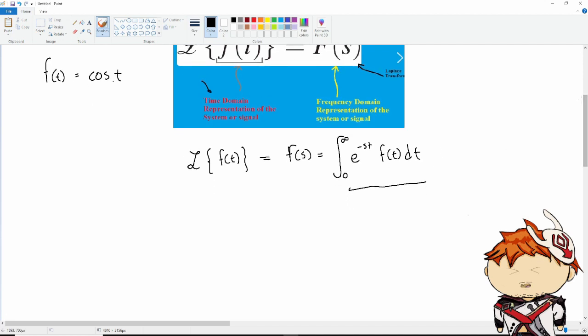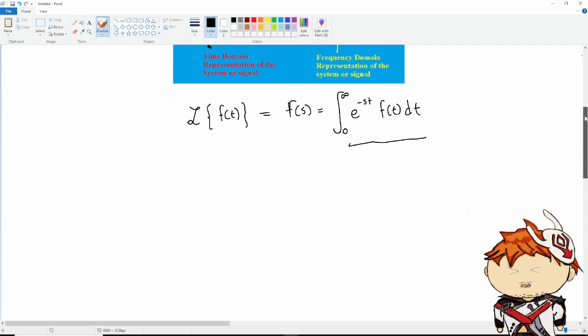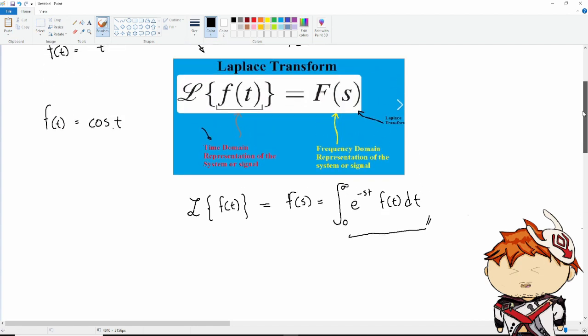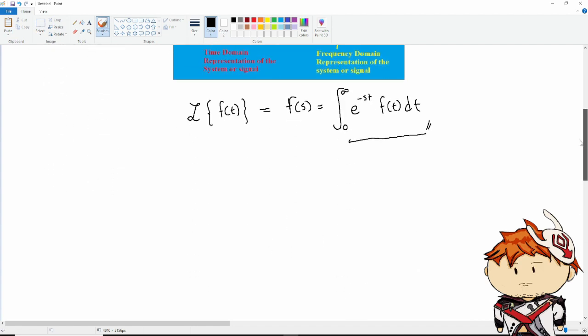For engineers, from my experience, there are two methods. I'm gonna be teaching the long method first, and the long method is this equation. So let's try it on t squared.